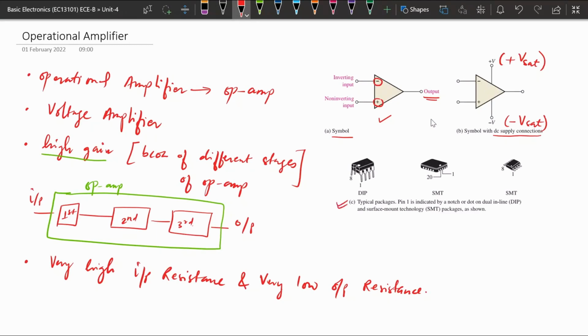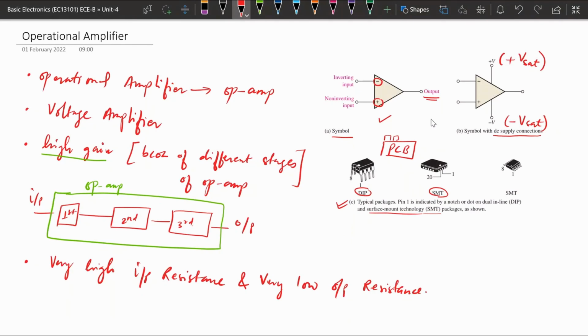One technology is dual inline package, DIP, and the next is SMT, that is surface mount technology. There are two different techniques through which the different components of the operational amplifier are fabricated on a base. That base in these cases is basically a PCB. On this PCB, different components will be placed, based on whether it is dual inline package or SMT, surface mount technology.